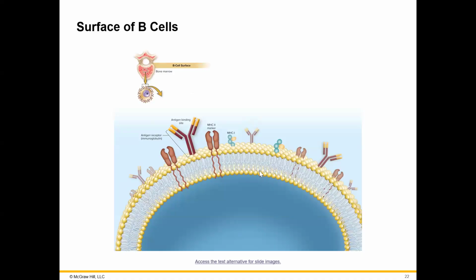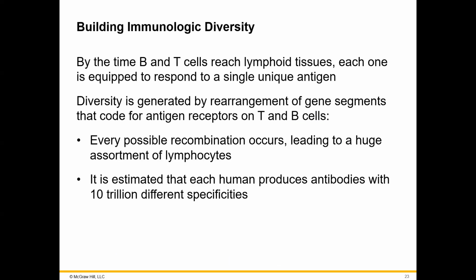Here you see a B cell surface. Look, you see antigen receptor or an immunoglobulin, also called an antibody, another word that's used, antigen binding site. Here you see an MHC2 marker, here you see an MHC1. Now, building up of immunologic diversity. By the time you have these B and T cells reaching the lymphoid tissue, each one is already equipped to respond to a unique antigen.